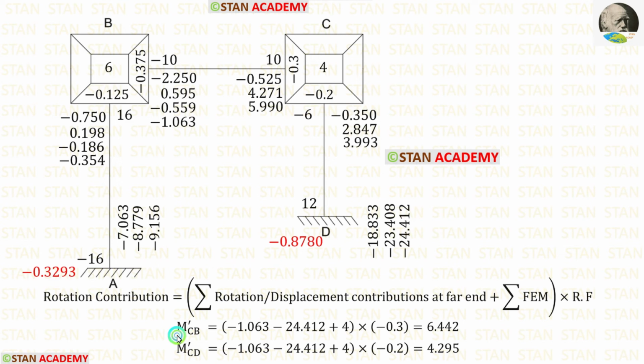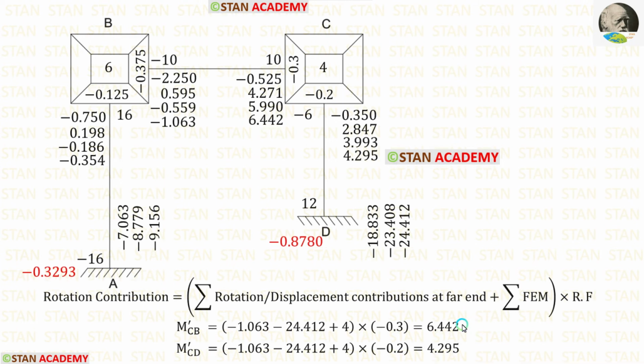Now let us find M dash CB. For that, we have to add these three values and then multiply with the rotation factor for CB. When we do that, we are getting 6.442. The rotation factor for CD is minus 0.2. For M dash CD, we are getting 4.295. Let us apply both of these values.